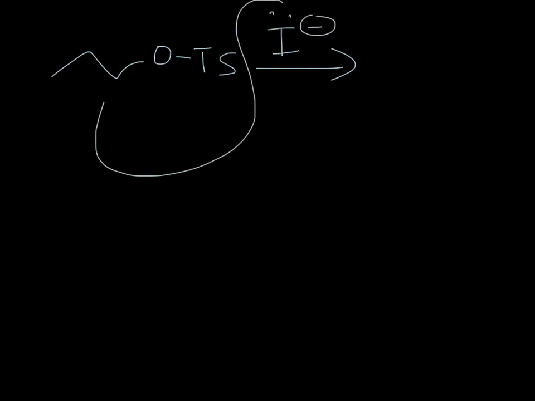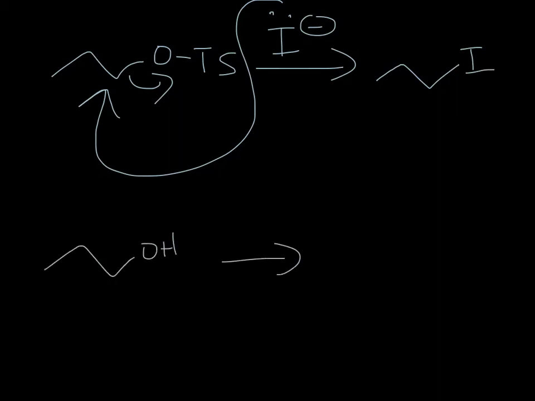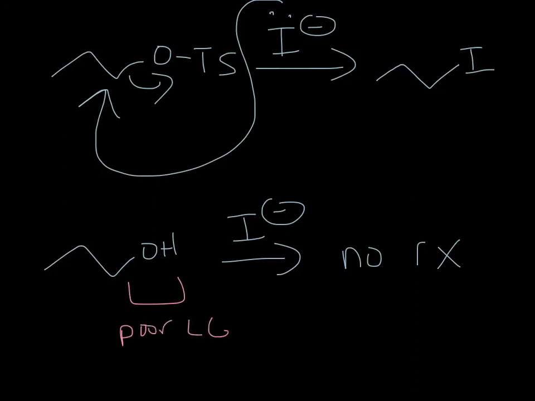So now that I have a good leaving group on there, I could take this OTS group and put it in there with iodide, for example, which is a good nucleophile. The iodide would come in, attack that carbon, kick off the leaving group, and I can have propyl iodide, whereas had I tried to do that here, I would just get no reaction because this is a poor leaving group.